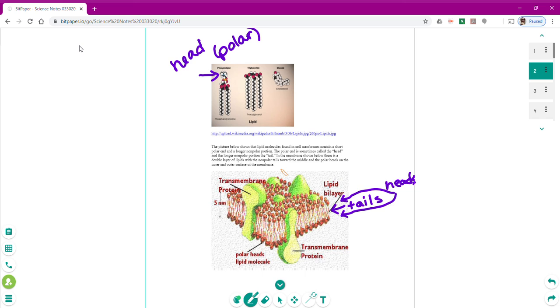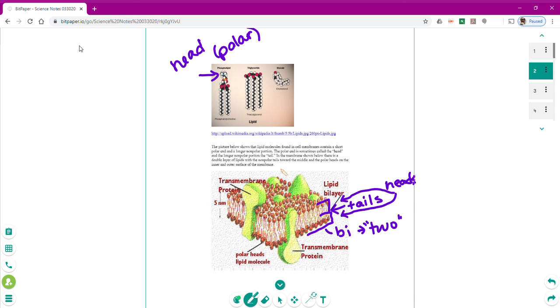And then why is this called a bilayer? Because we have two sets, right? Bi here means two, okay? And they are facing away from each other again. The polar heads facing to the outside, the tails in the middle for stability purposes.